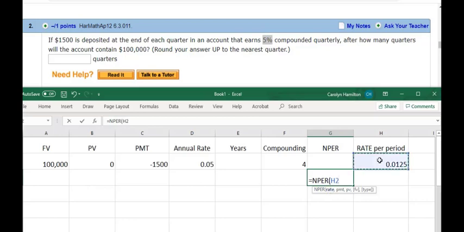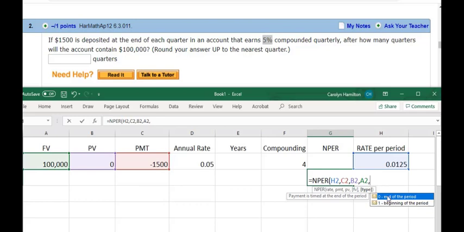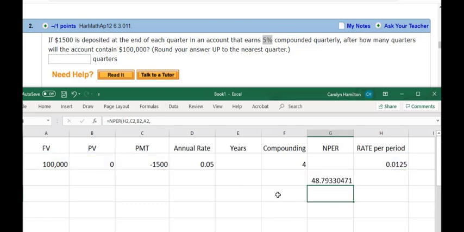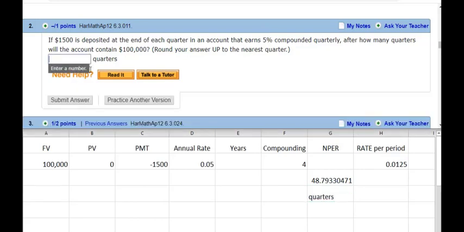Again, that's per period. The payment, which was $1,500 deposits. Present value, no money up front, no original seed money. I want it to grow to be $100,000. And the type, end of the period, 0 in Excel, ordinary annuity is the finance term. 48.79, and that's the number of periods. So that's 48.79 quarters. And it says to round up, which would be 49.